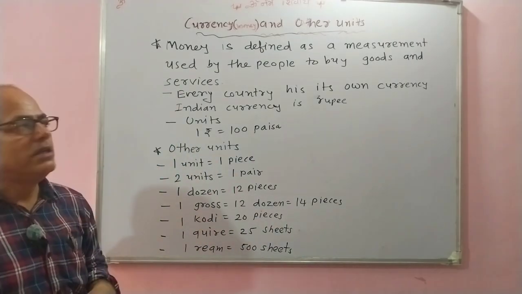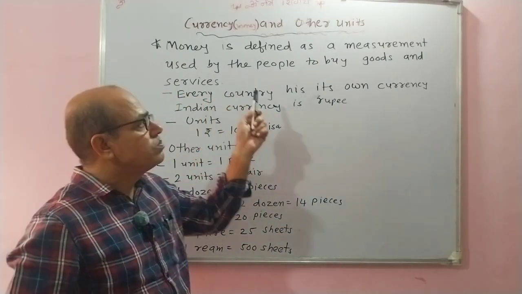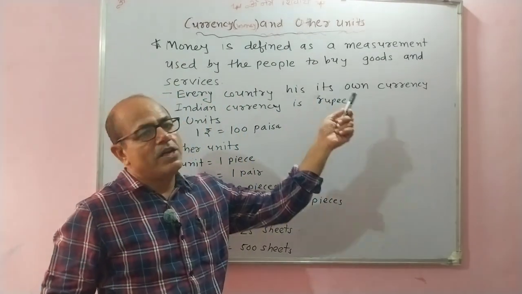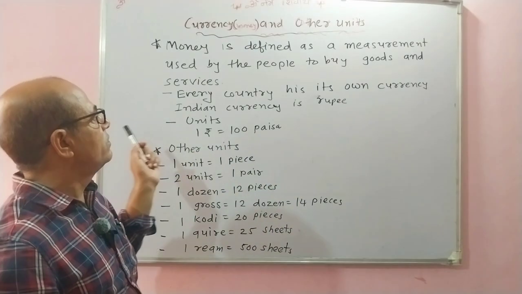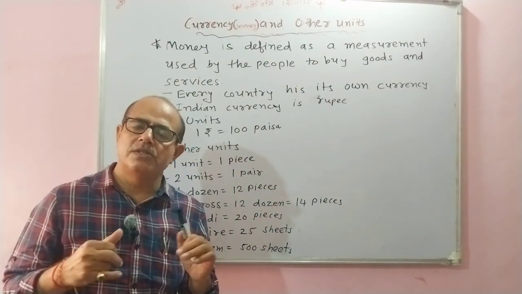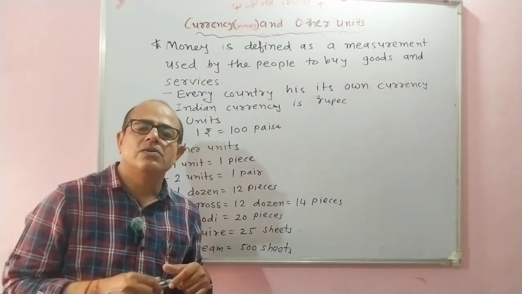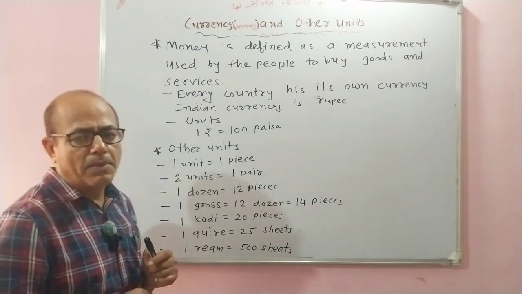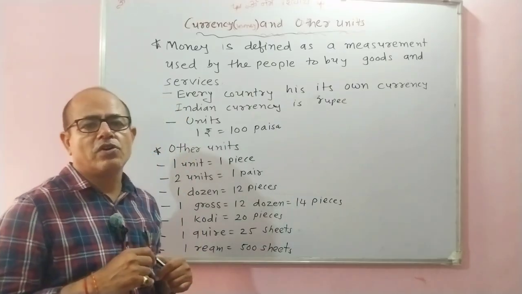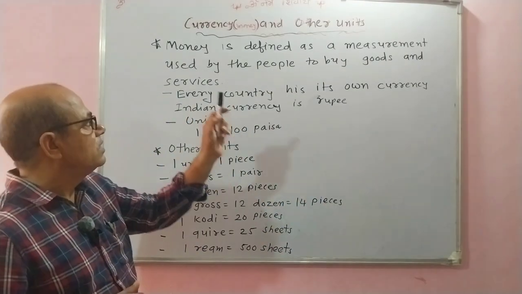So what is money? Money is defined as a measurement used by people to buy or purchase goods or services. If we are taking any goods from the market, goods means items, then we have to pay some money. If we are taking any service, suppose we are hiring a maid or keeping anyone for a job, we have to pay, and that currency we are using is money.